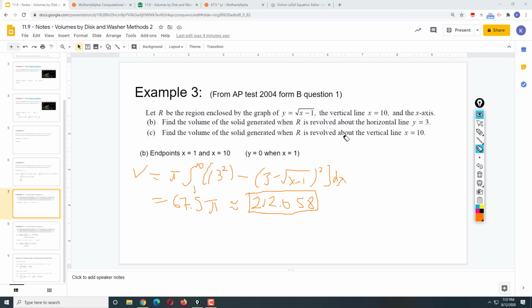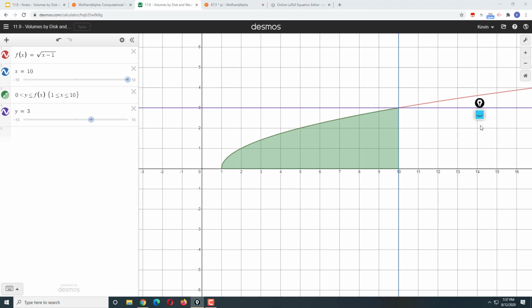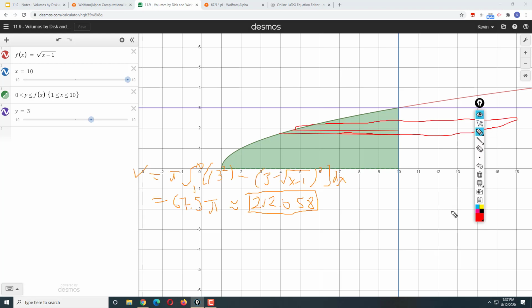Next, part C. Find the volume of the solid generated when R is revolved about the vertical line x equals 10. We're revolving about x equals 10. So this time we have this region revolving about a vertical line, so we're going to use dy for this one. This time, notice that we have a disk, not a washer, because the whole thing is going to be a circle. We're revolving a disk, not a washer.